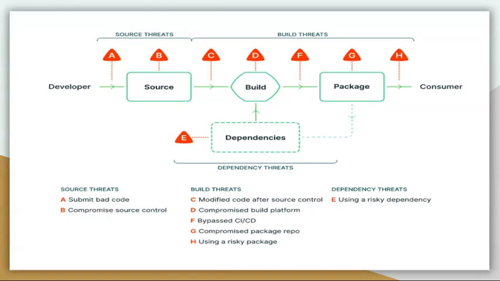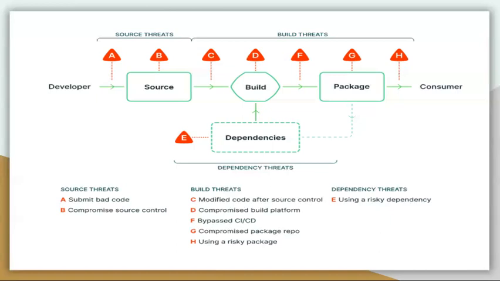Next, if you look at your source control repositories, there is a compromised source control threat, where the repository which you are using is itself compromised. So if anyone is injecting a piece of code, it becomes harder to track. So that is the next set of vulnerability.